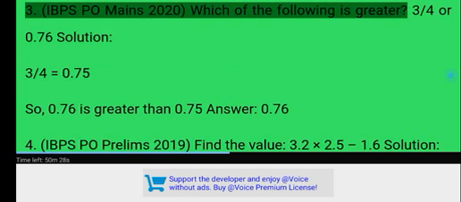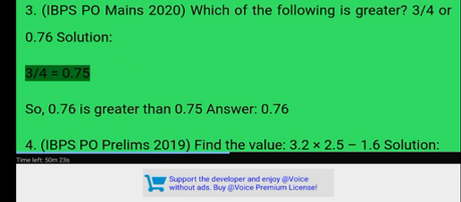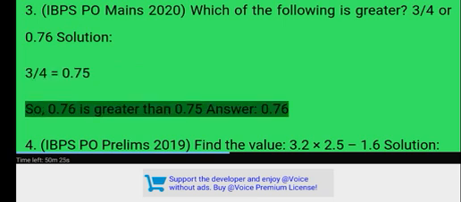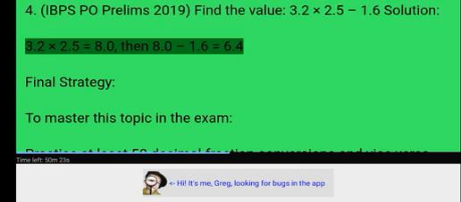3. IBPS PO Mains 2020. Which of the following is greater, 3/4 or 0.76? Solution. 3/4 equals 0.75. So, 0.76 is greater than 0.75. Answer, 0.76. 4. IBPS PO Prelims 2019. Find the value of 3.2 × 2.5 ÷ 1.6. Solution. 3.2 × 2.5 equals 8.0, then 8.0 ÷ 1.6 equals 5.